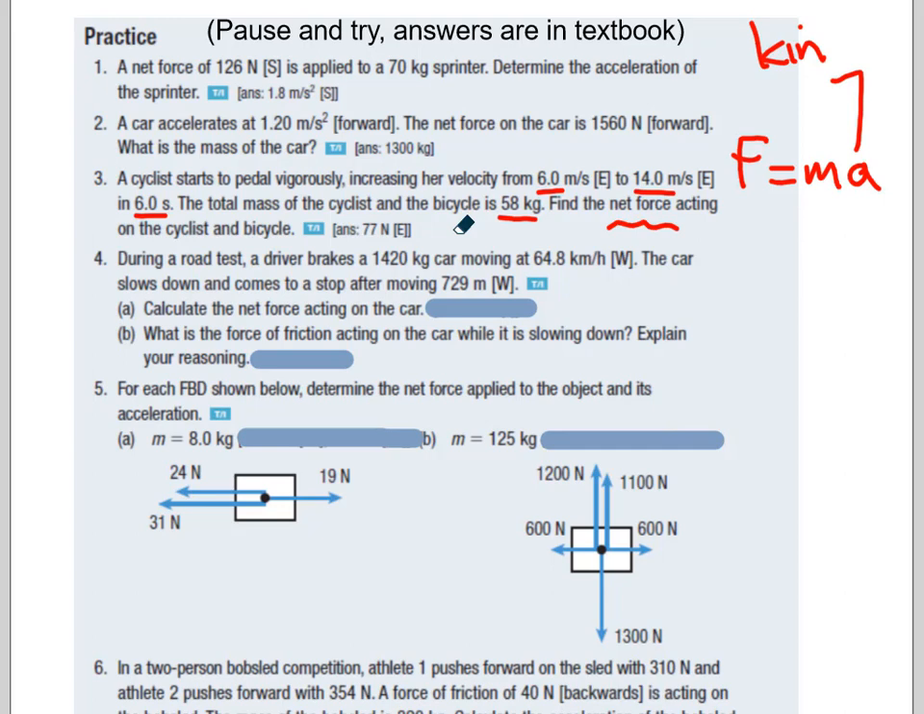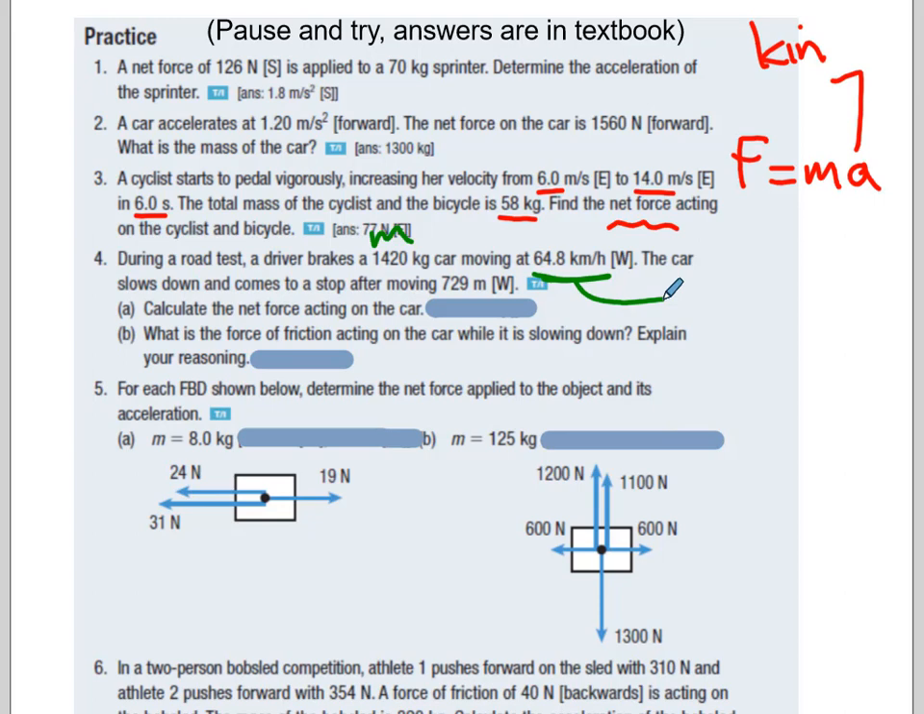During a road test, the driver brakes a 1,420 kilogram car, so I already have my mass for this next problem. We're moving at 4.8 kilometers an hour, so right there that should make you a bit nervous because it's in the wrong units. We'd prefer to have these in meters per second.